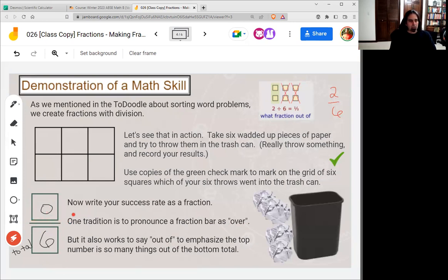So if I was a slightly better shot, and only one of them was inside, then I could say 1/6 and so on. The top is always the special ones. Something about them is special, even if it's just that they're in a category I care about. And then the total is the bottom.